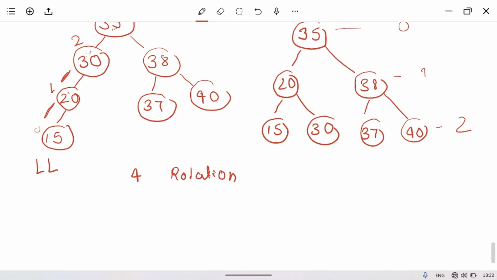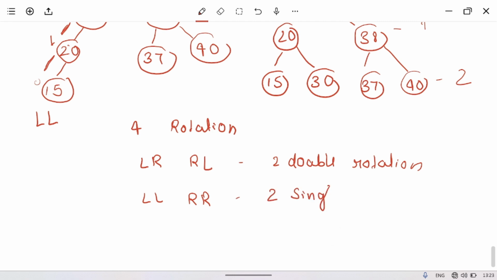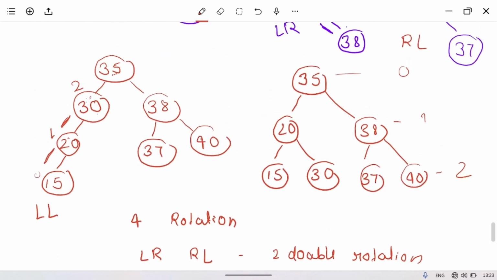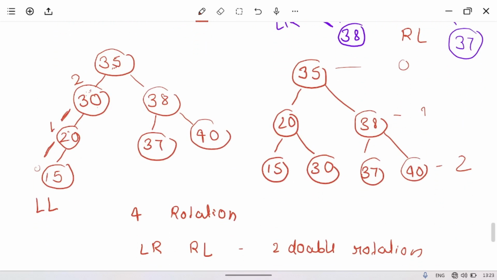There can be question like this, 4 rotation, LR, RL means 2 double rotation, LL, RR, 2 single rotation. If question will be like how many rotation perform? 4 rotation. How many double rotation? 2. How many single rotation? 2. LL and RR, single rotation. LR, RL, double rotation, okay.